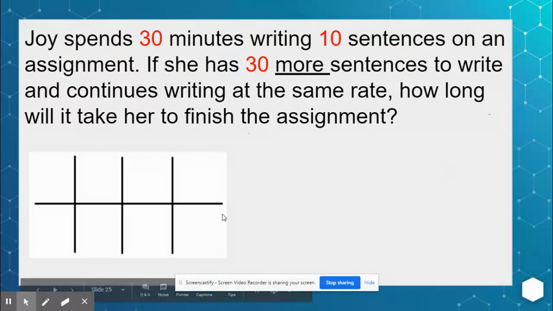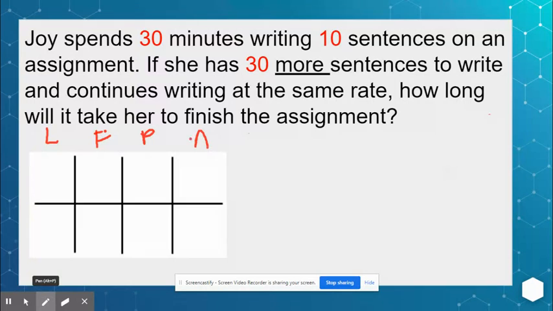Joy spends 30 minutes writing 10 sentences on an assignment. If she has 30 more sentences to write and continues writing at the same rate, how long will it take her to finish the assignment? First thing is you have your table. And then we're going to have minutes to sentences. The information we have is she spends 30 minutes writing 10 sentences.